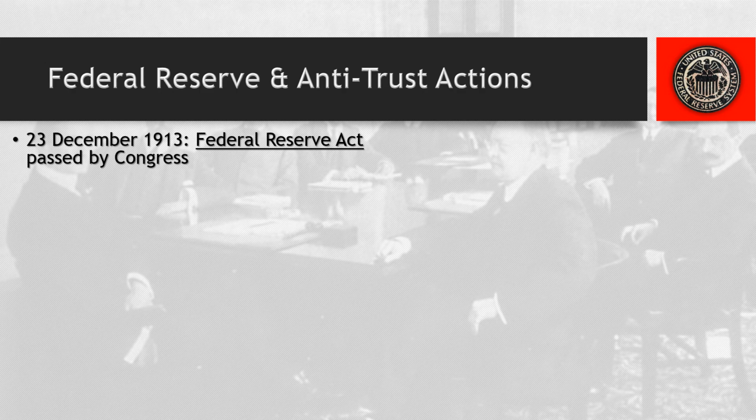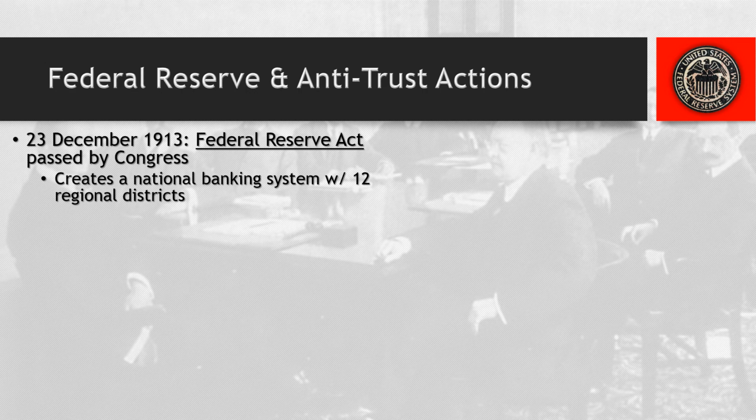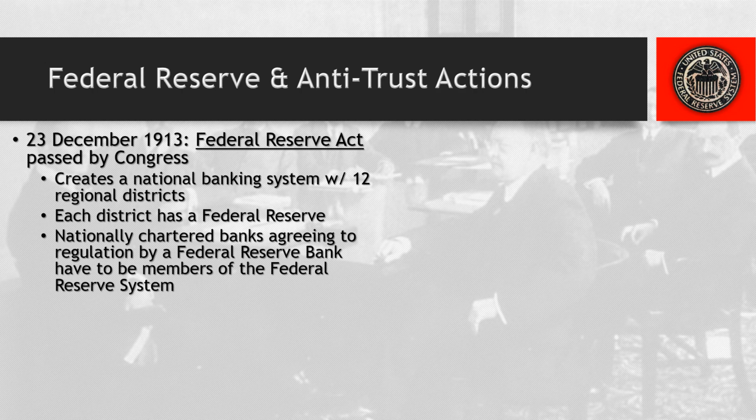The Federal Reserve Act is also passed by Congress in December of 1913. Okay, this is what fulfills Wilson's second promise here, in that it actually creates the national banking system that we're looking for. We end up with 12 regional districts. Each district comes with its own Federal Reserve, and anybody who is in charge of a chartered bank who agrees to be regulated by the Federal Reserve Bank ends up having to join the Federal Reserve System.